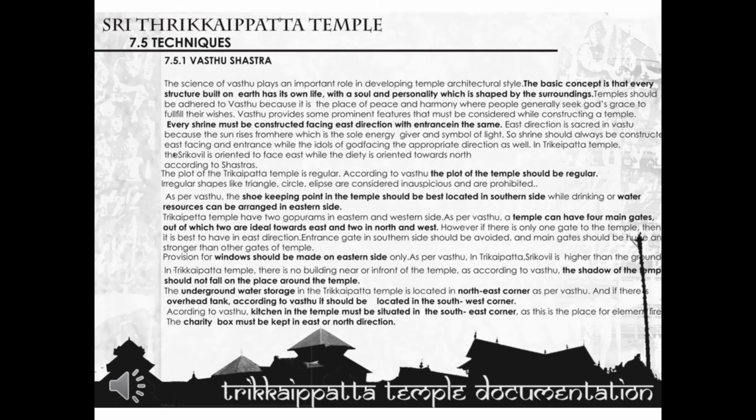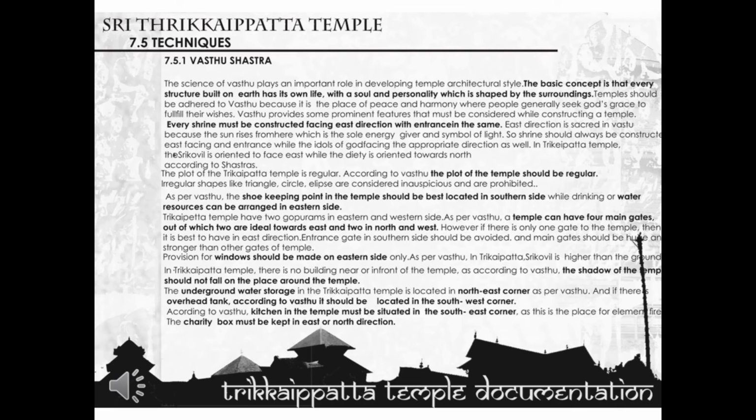The shoe keeping point in the temple should be best located on the southern side, and the drinking water or water resource can be arranged on the eastern side. A temple can have 4 main gates, out of which 2 are towards east and 2 in north and west. Provision for windows should be made on the eastern side only.